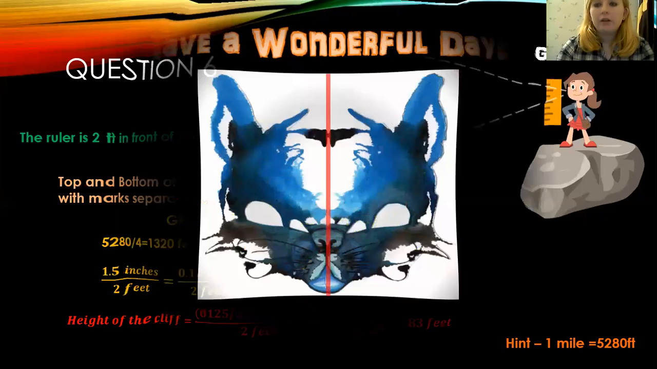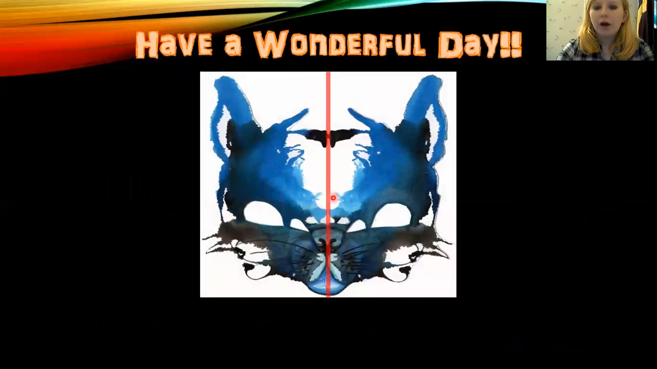So we're going to leave this video off with this ink blot. This ink blot is symmetrical when you put a line down the middle. It'll look the same on both sides.